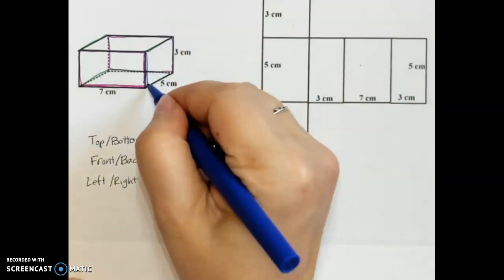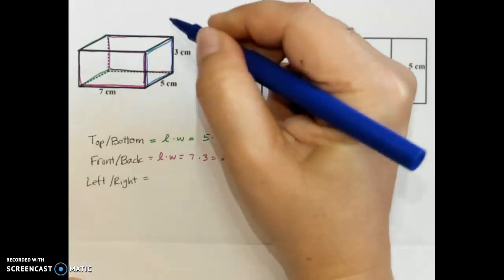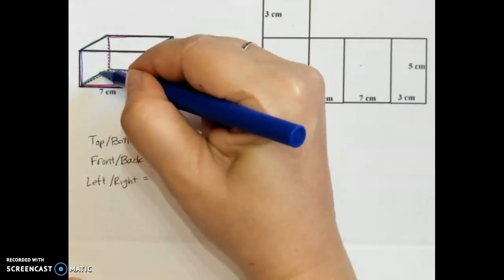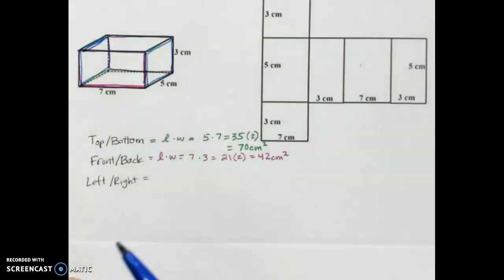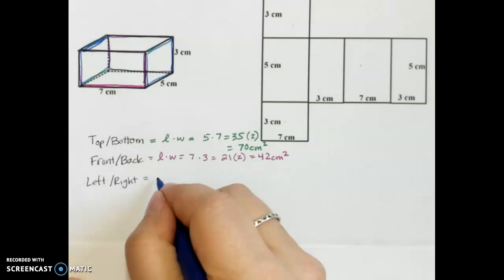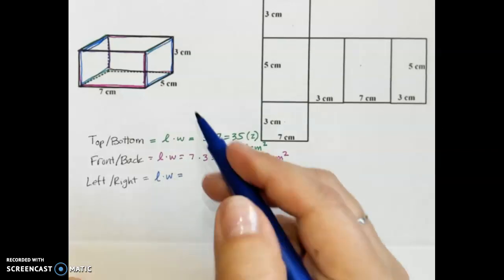Tracing is not necessary, but sometimes if you're a visual learner, it does help you visualize the different sides. So it's a strategy that can be used if it's helpful for you and can be ignored if you don't need it. Again, the left and right sides are a rectangle, so we're going to continue using the area of a rectangle formula, length times width.